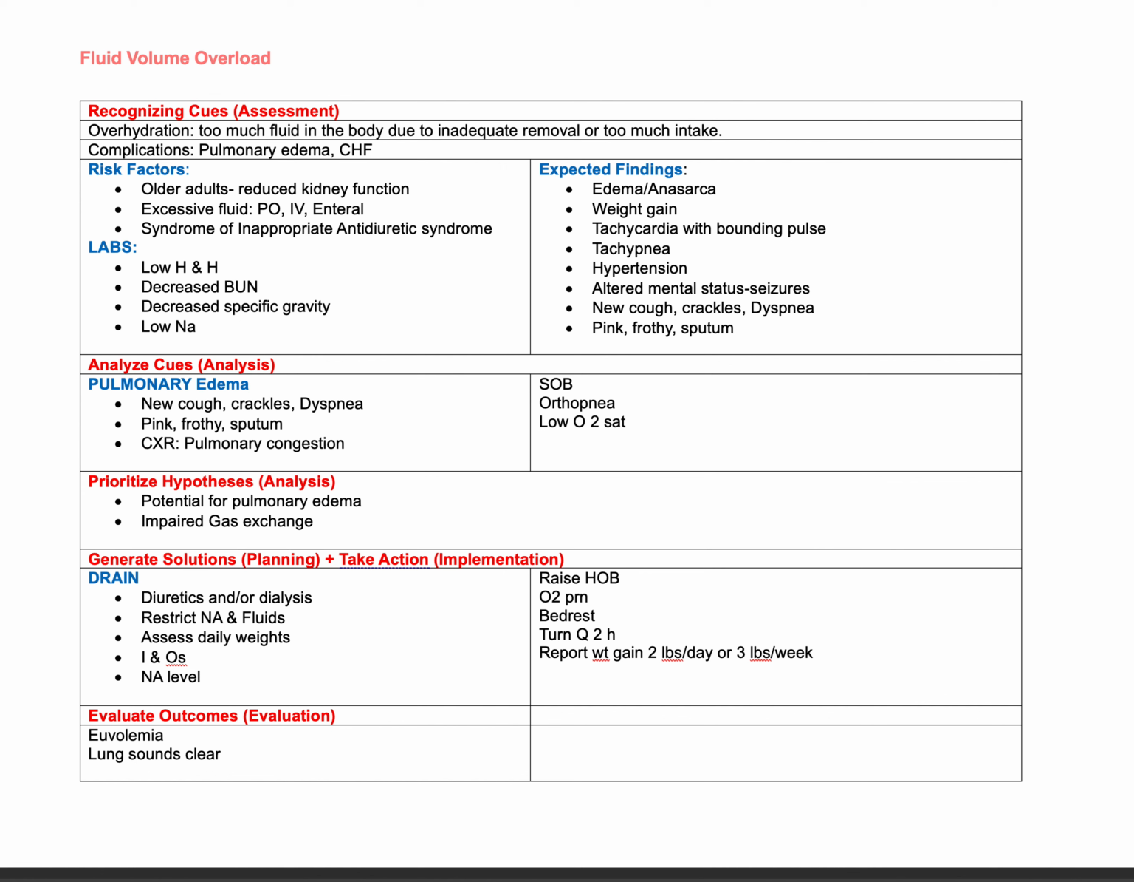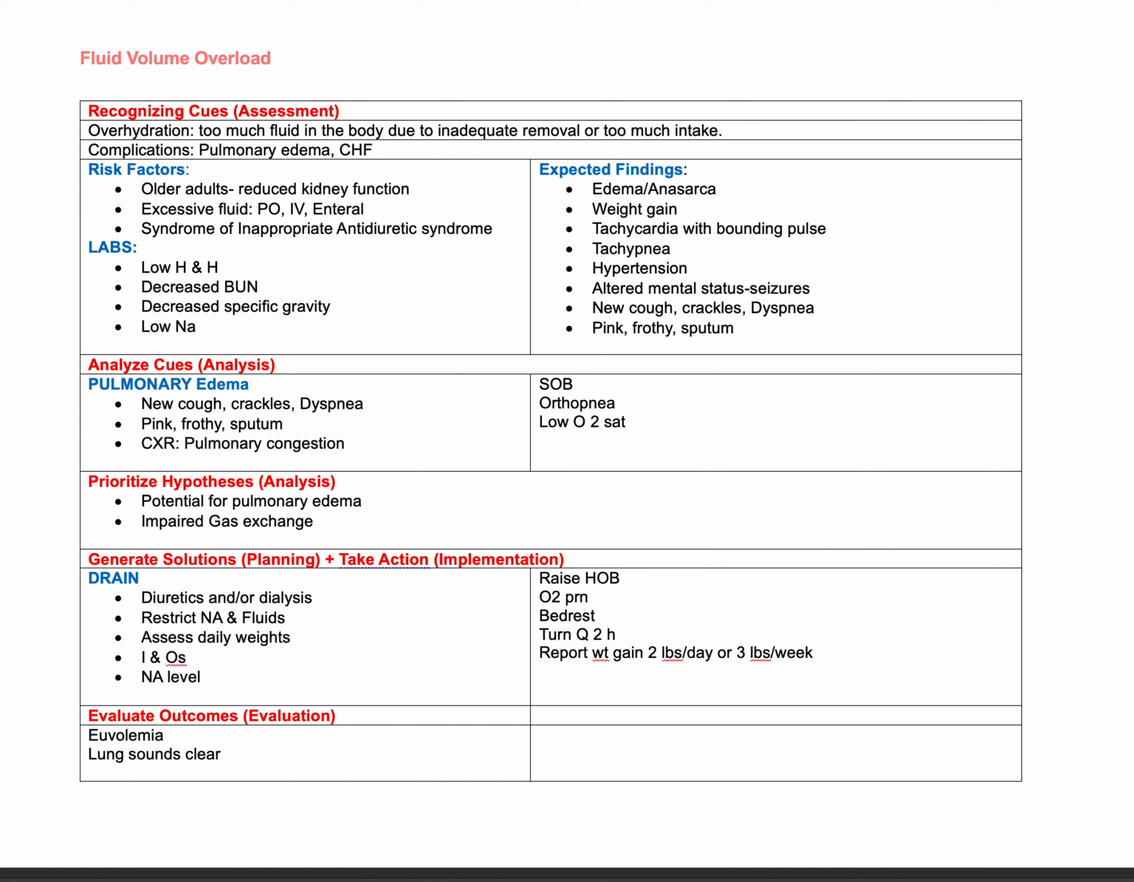And the reason that the labs get low is because of hemodilution. In other words, the fluid in the vein is diluting the labs, okay? The expected findings, your patient may have edema, and I'm going to show you something about pitting edema because you're going to need to know how to document that. Or they could get generalized edema all over the body, and that's called anasarca, okay?